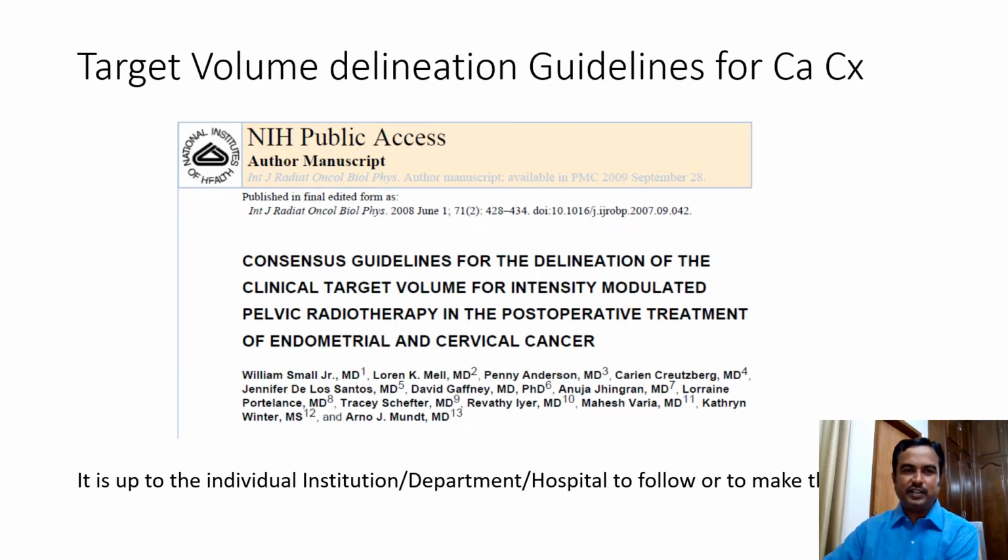As far as the contouring guidelines are concerned, there are many guidelines available region-wise. This is an example, I'm showing NIH recommended guidelines for contouring cervix as well as endometrium. But it varies widely because every country has their own recommendation, and it varies from department to department. It is depending upon each institution to select the protocol for the contouring, which I am not going to talk about in detail.